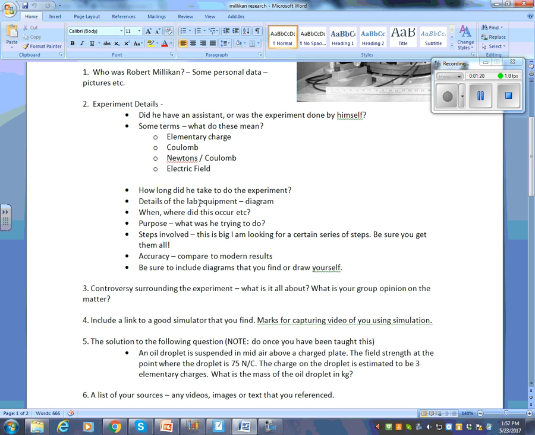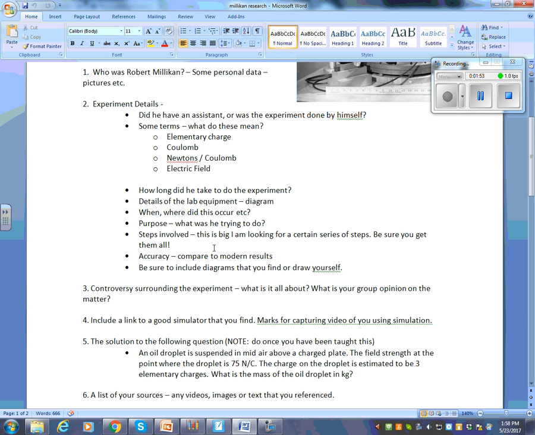The details of the lab equipment, I should see a diagram of some type. You can draw it, you can get a picture. I should see someone explaining the diagram. Tell me where and when it occurred. Purpose, what was he actually trying to do? Like what was he trying to figure out? The steps involved, I'm looking for a certain series of steps. Be sure you get them all. There's about 4 or 5 key points that I look for along that description.